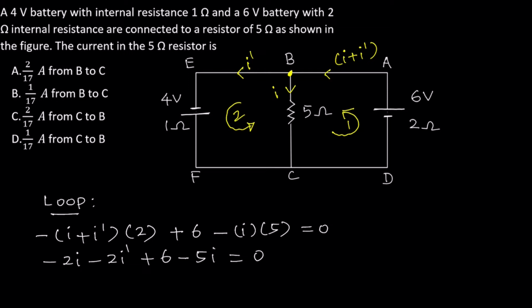I'm going to take the i variables to one side. So I have minus 2 minus 5, so that is minus 7. If I take it to the other side, I'll have 7i minus 2i prime. I'll write it as 2i prime. This is equal to 6.